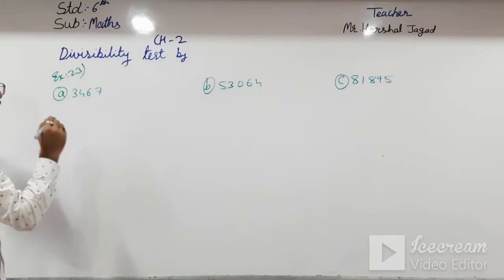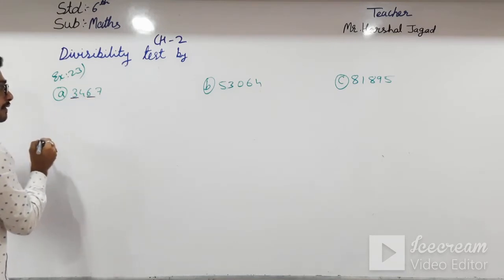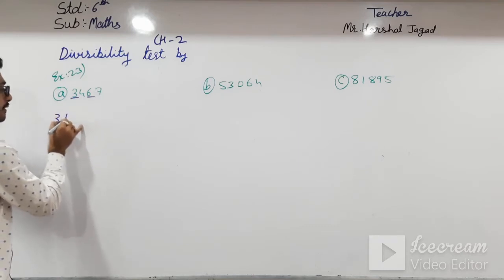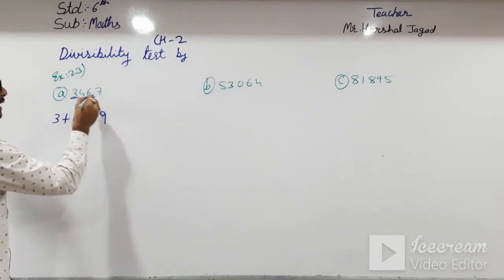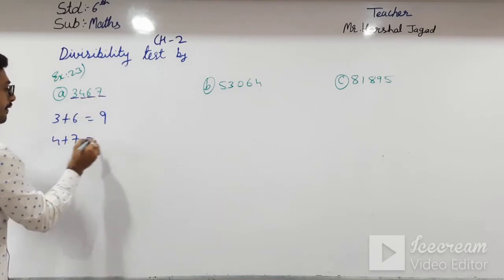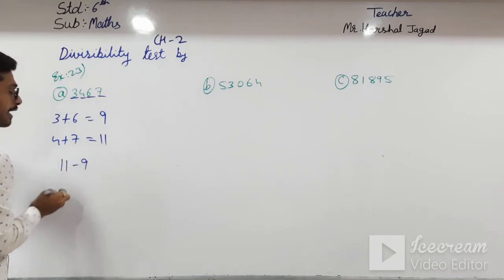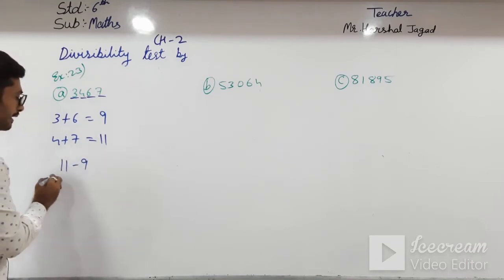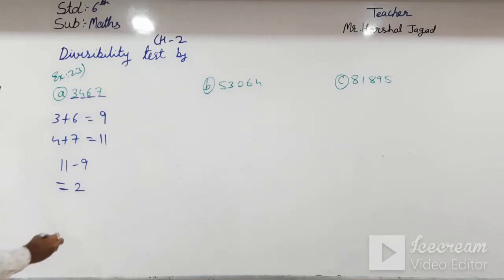So, first of all, the sum of odd places, that is 3 plus 6, that is 9. And then the even places, that is 7 plus 4, 11. So the difference is 11 minus 9, that is 2. So this is not divisible by 11.